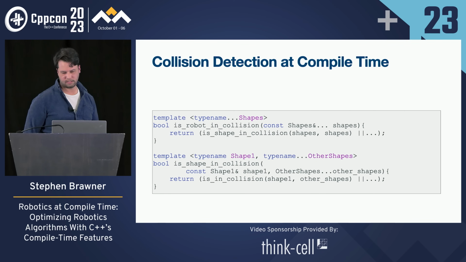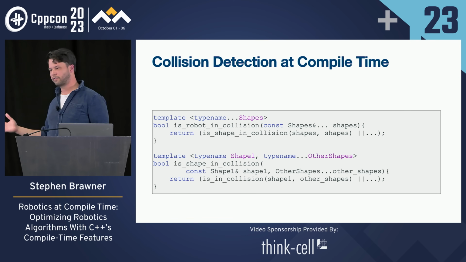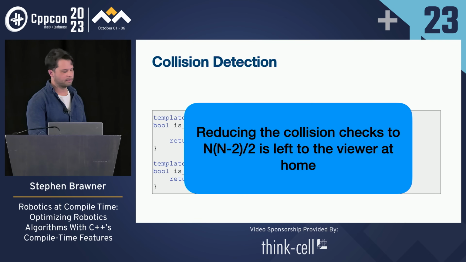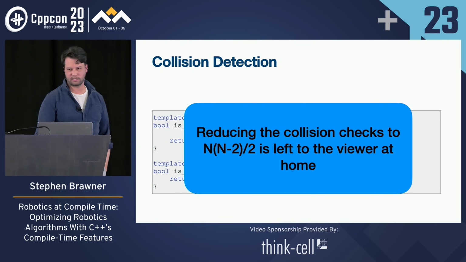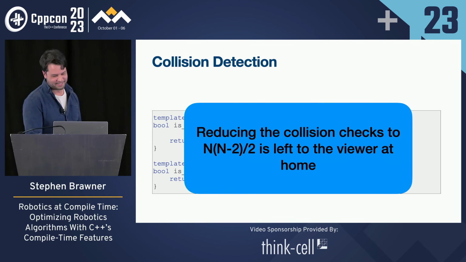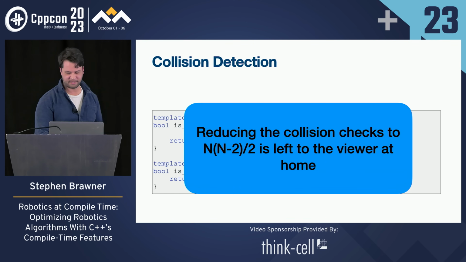So I will say that I know this is the n-squared version. There's a lot of duplicate collisions happening. So I'll leave reducing the collision checks to the viewer at home. Thank you guys. Or you guys in your off time later today.